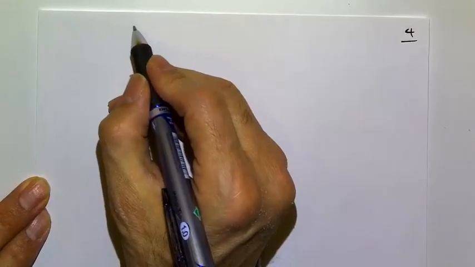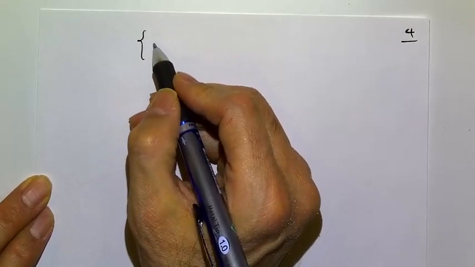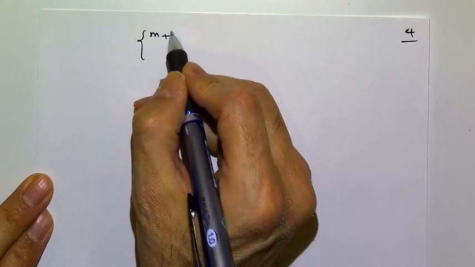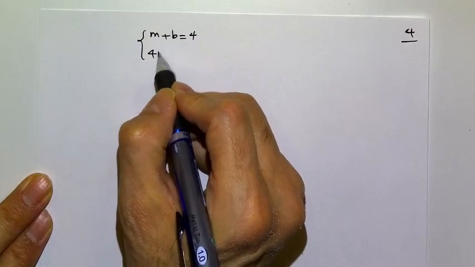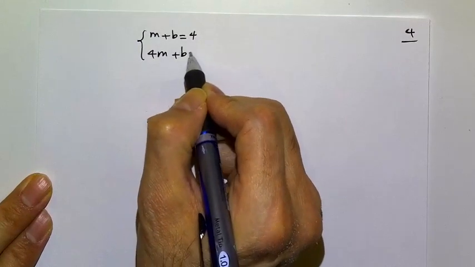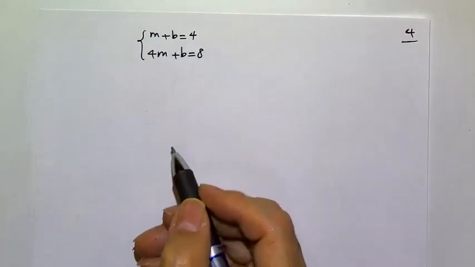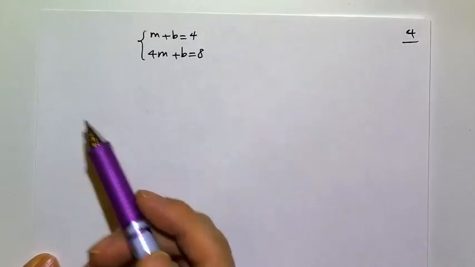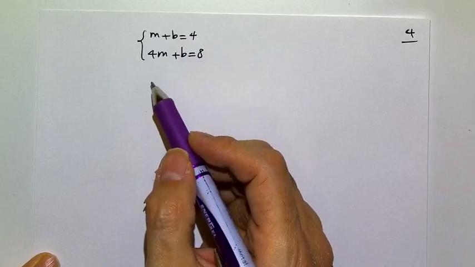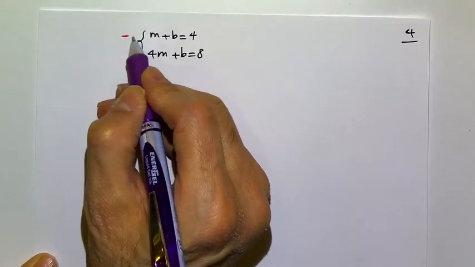I'm going to write those two equations in a system. So M plus B equals 4. The other equation was 4M plus B equals 8. I'm sure after this point you realize how to solve the rest of this. You can either use method of elimination or substitution. I'm going to use the method of elimination.